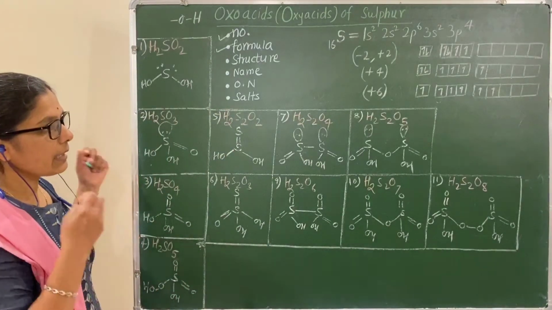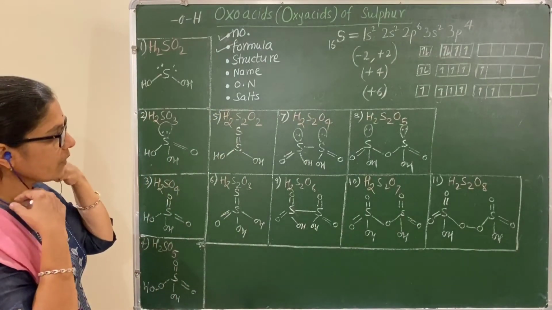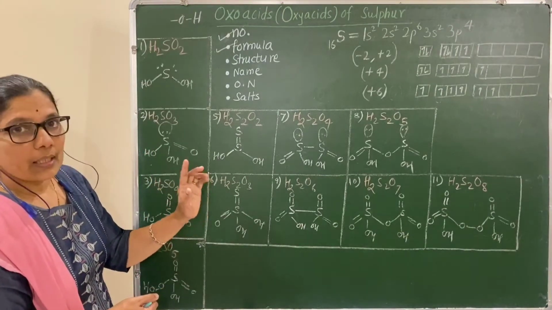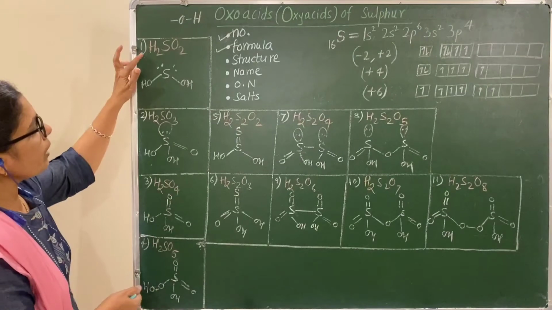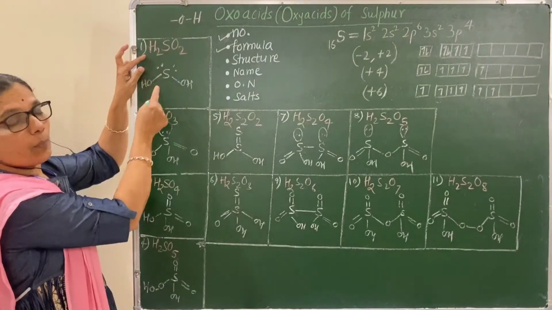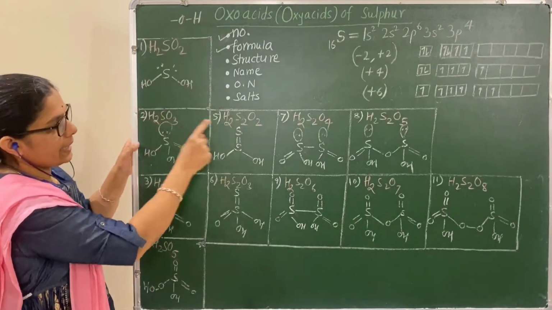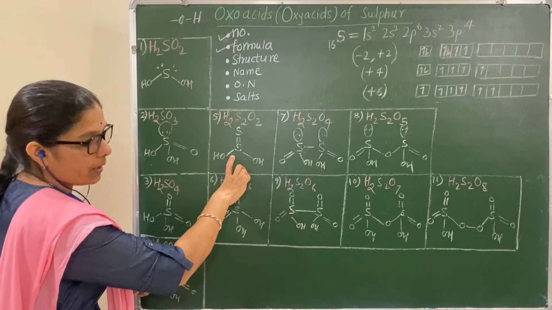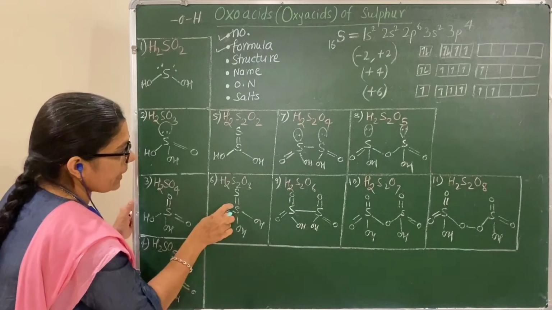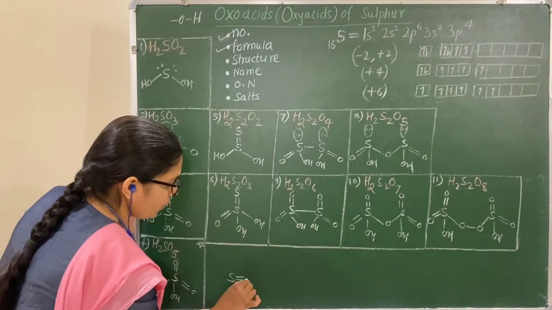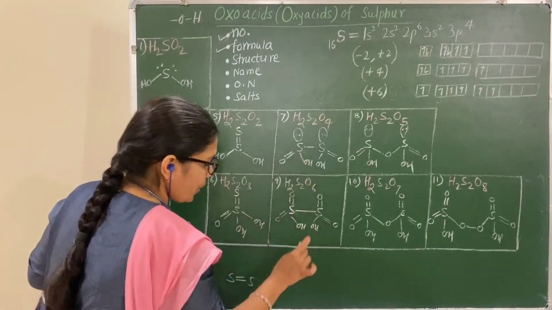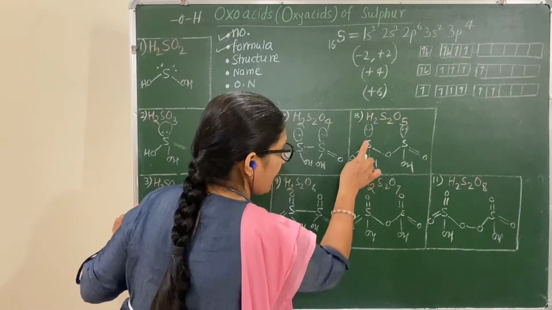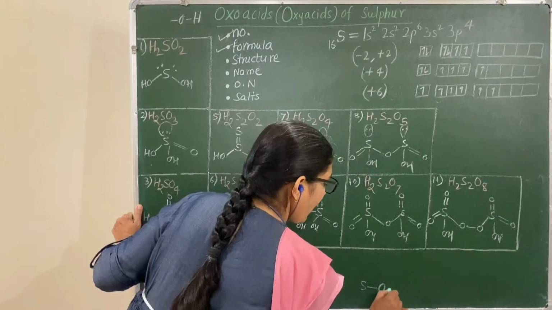Yes. See here. Now, in that structure, all the H are present in the form of OH, with S at the center. Now, see these two structures here. What happens? S double bond S is there in these two structures. In these two structures, S single bond S. In these two structures, this and this, S, O, S.